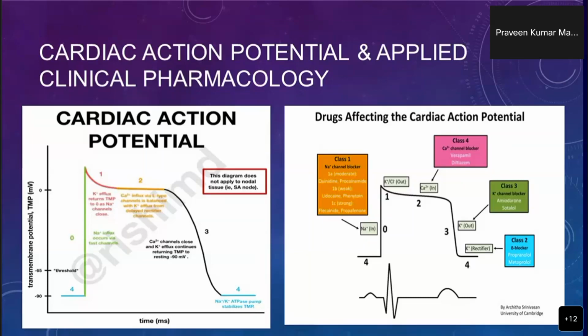Class 1, the sodium channel blockers, includes quinidine, procainamide, lidocaine, phenytoin, flecainide, and propafenone. Class 2 includes the beta blockers, propranolol and metoprolol. Class 3 contains the potassium channel blockers, amiodarone, sotalol, ibutilide, and so on. And class 4 includes the calcium channel blockers, verapamil and diltiazem.